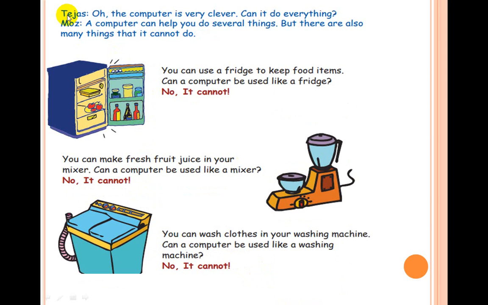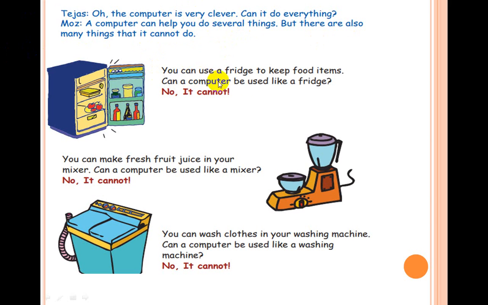So here, see what Teja is saying. Oh, the computer is very clever. Can it do everything? Moss is saying a computer can help you to do several things, but there are also many things that it cannot do. So now we are going to see what the computer cannot do. Let us see the example.